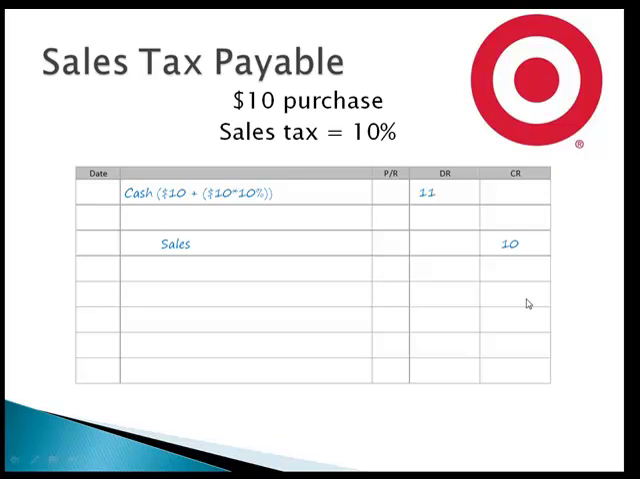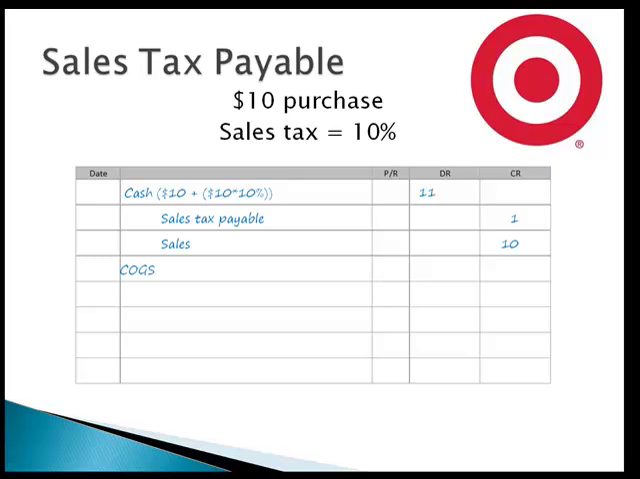So we need one more credit for $1, and that's going to go to sales tax payable, $1. This is a holding account. It's a liability, not a revenue, not an expense, but a liability. Target would collect the sales tax, and then at a certain point in time they would go ahead and remit it, or pay it, to the state.